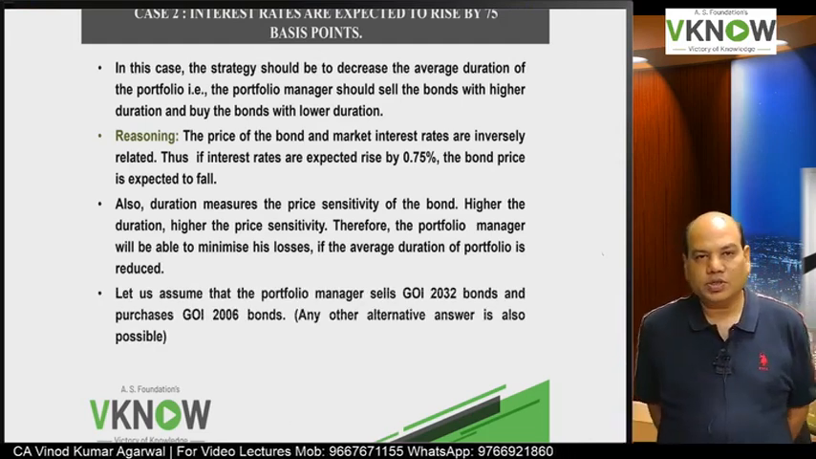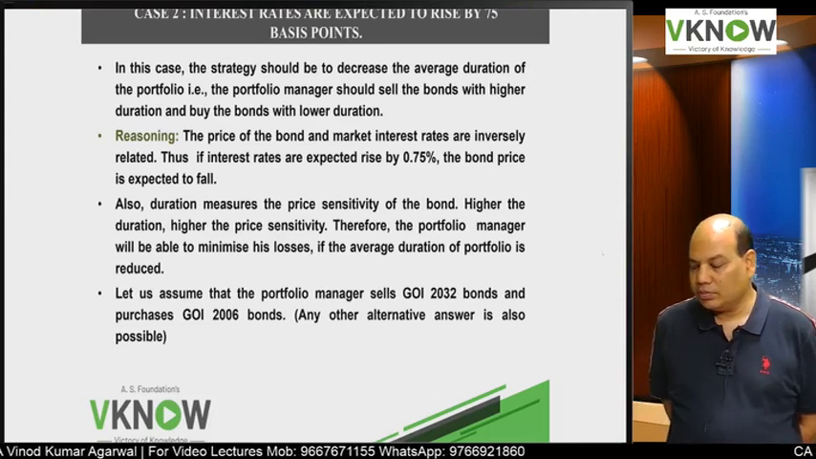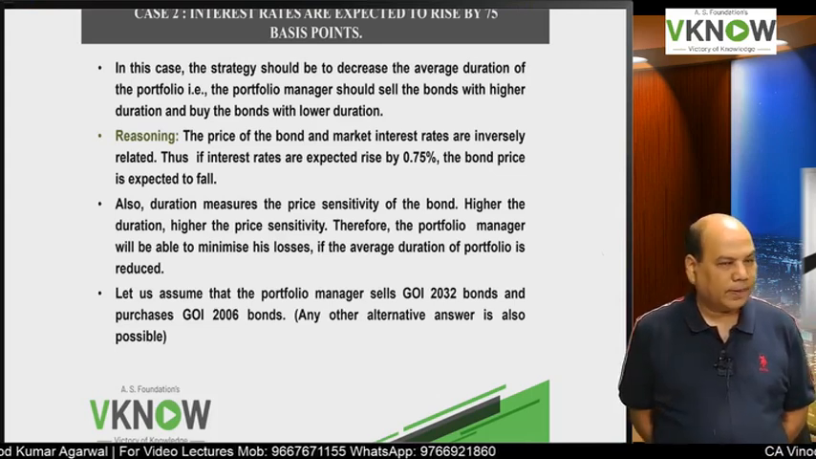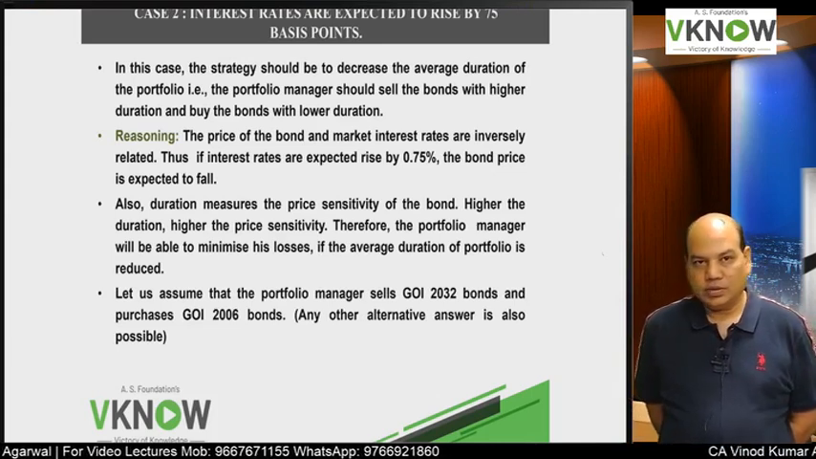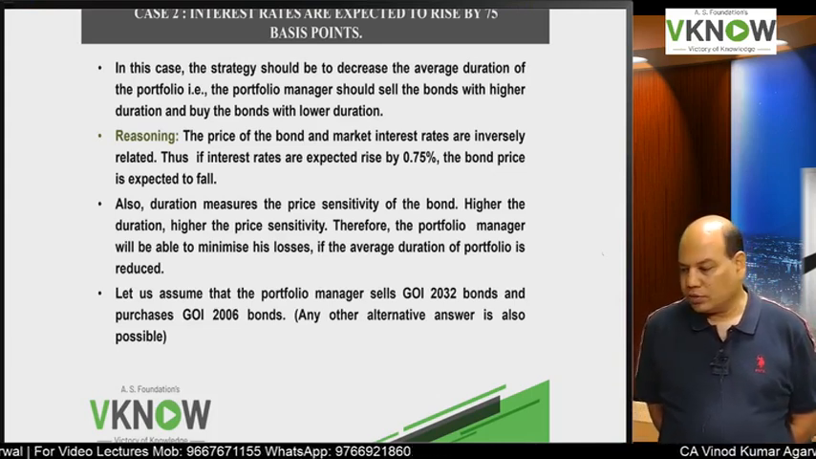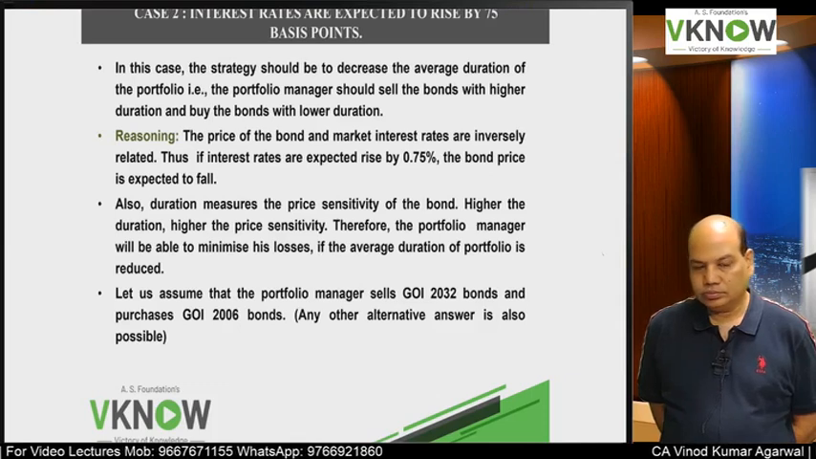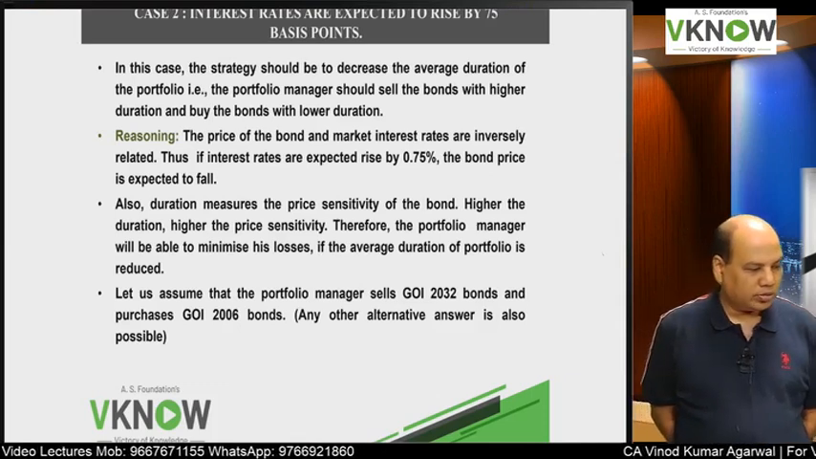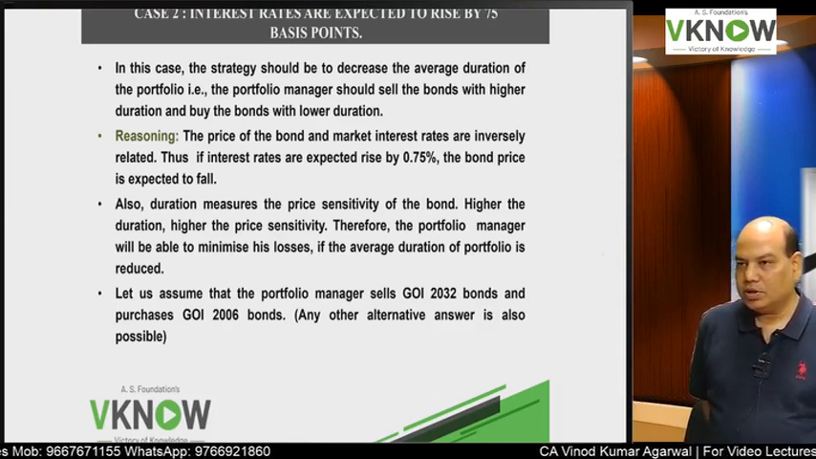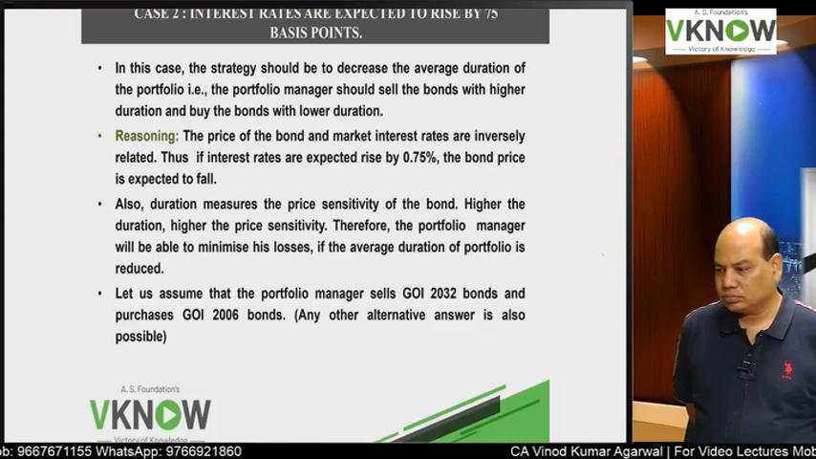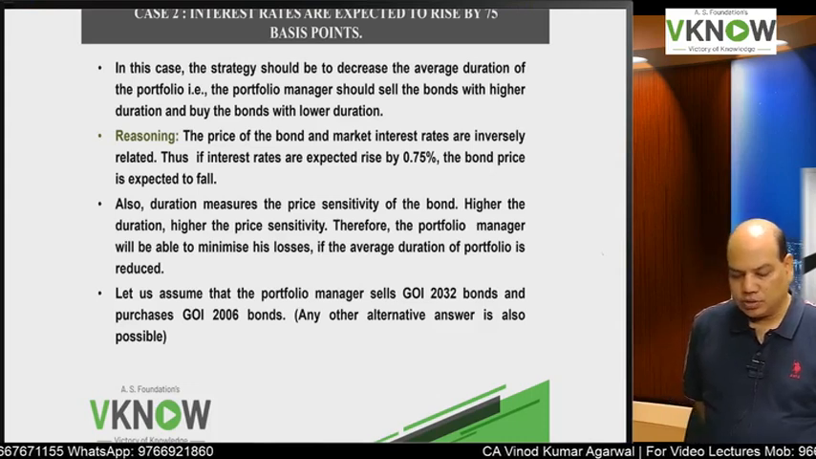So what specific action will we take, write down. Let us assume that the portfolio manager sells 2032 bonds and purchases GOI 2006 bonds.